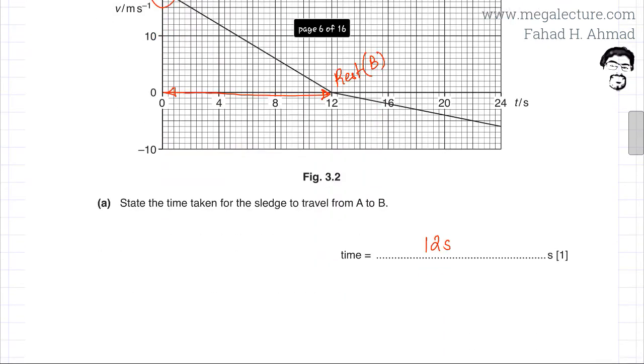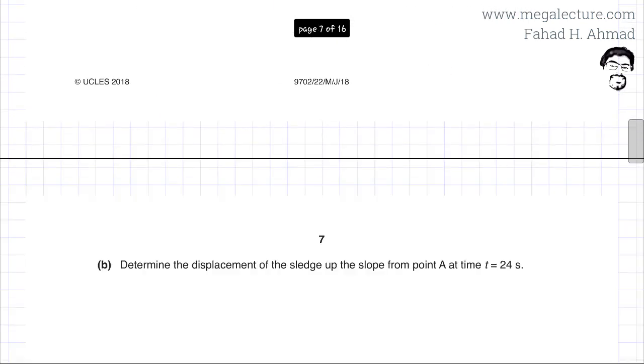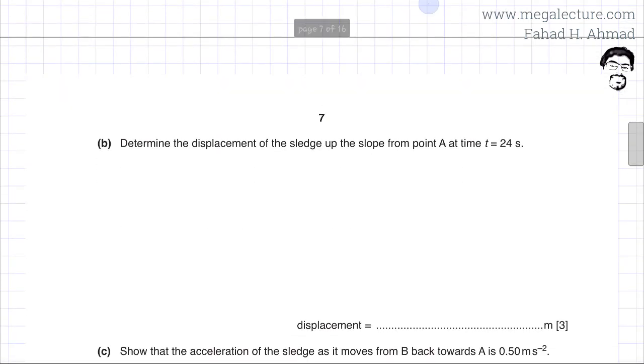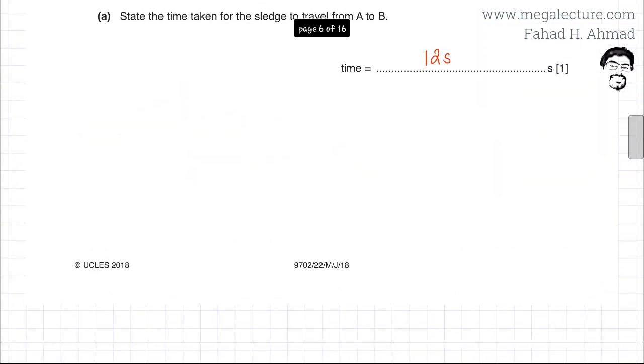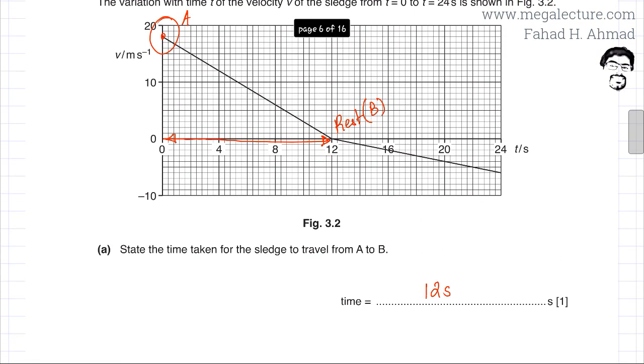Now moving to the next part of the question. The next part of the question is, determine the displacement of the sledge up the slope from point A at time t is equal to 24 seconds. Now to find the displacement of the sledge up the slope from point A to time t is equal to 24 seconds, I'm going to go back to the graph. If I go back to my graph, you'll notice that you're supposed to calculate displacement from A to t is equal to 24 seconds. So we have to reach this point.